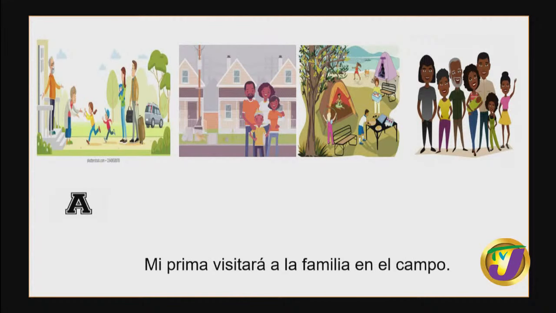Mi prima visitará a la familia en el campo. Bueno, y la respuesta es A. All right. ¿Sí?